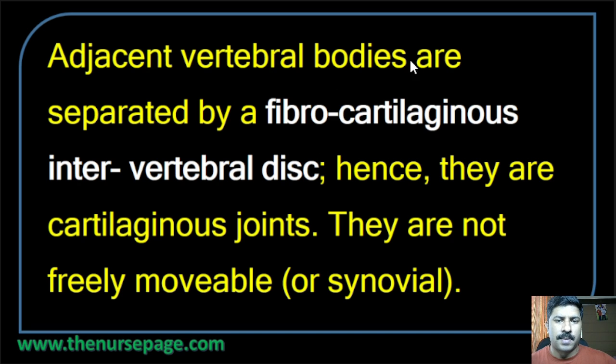So adjacent vertebral bodies are separated by a fibrocartilaginous structure, known as the intervertebral disc. That is why they are known as cartilaginous joints. They are not freely movable, but because of the one-by-one arrangement, bending and all is possible by the vertebrae.